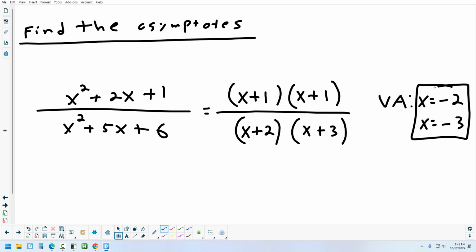And now to find the horizontal, what do we find first that helps us do that? The EBM. Yep. So let's find the EBM. Even though they didn't ask for it, that's what's going to help us. Okay. What's the highest degree term in the top? To get the highest degree term, you have to have it fully multiplied out. Oh, so would it be x squared? X squared. And the highest degree term in the bottom? X squared. So what is my EBM?